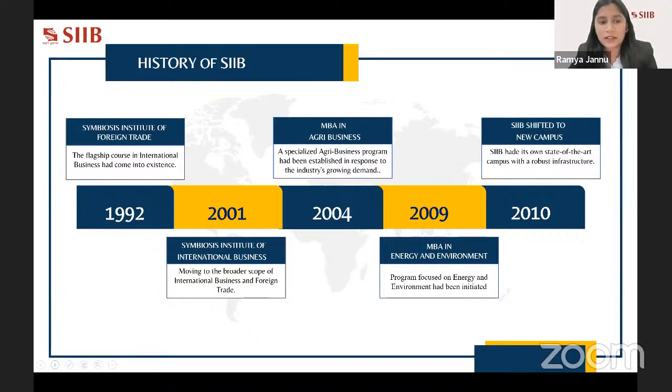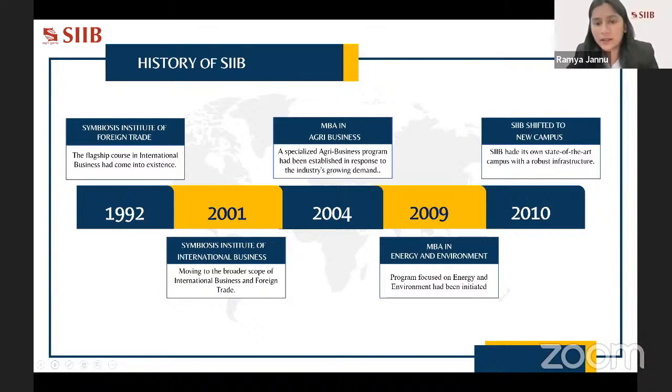In 2009, the latest offering at SIIB, the MBA in Energy and Environment, was introduced to build a crucial link between technology, business, and sustainable development. And in 2010, SIIB shifted its campus to its current location, that is Hinjewadi, Pune. 2017 marked SIIB's silver jubilee and it continues to push towards greater heights.